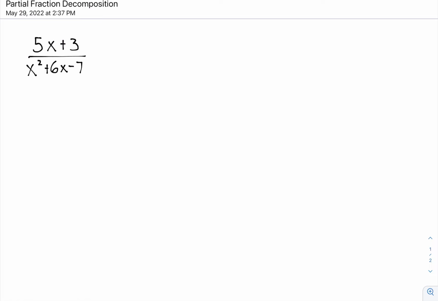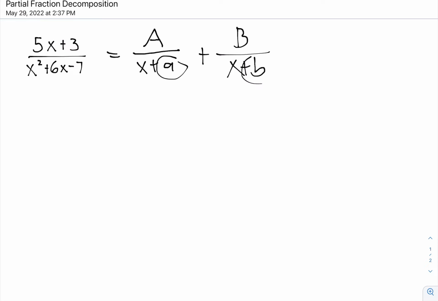And what it does is it takes an expression like this, a polynomial expression divided by another, and it splits this into, we can say it equals some constant, we'll call it A, over a linear factor. So I'll call it x plus little a. And then plus B over x plus little b, where uppercase A and B and little a and b are also constants.